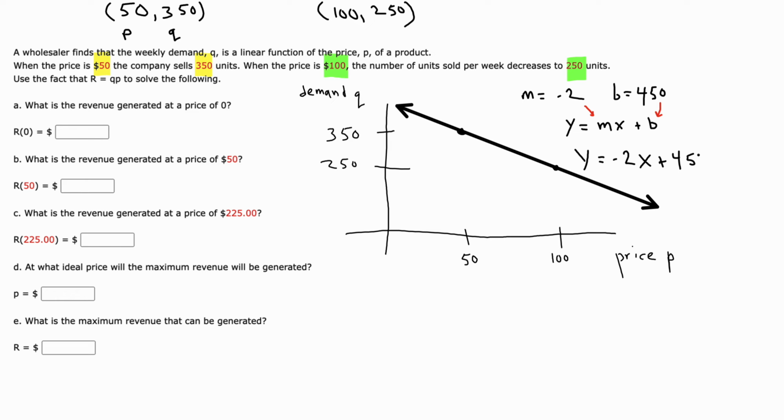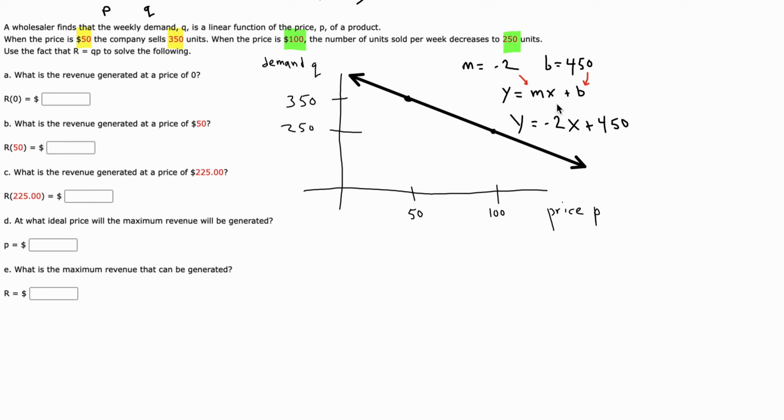And there we go. We created the best fit demand function. Okay, now I'm going to modify my formula here to reflect the situation. Instead of using the letters y and x, I want to use q and p. So let's write it as q equals -2p plus 450. That's better.